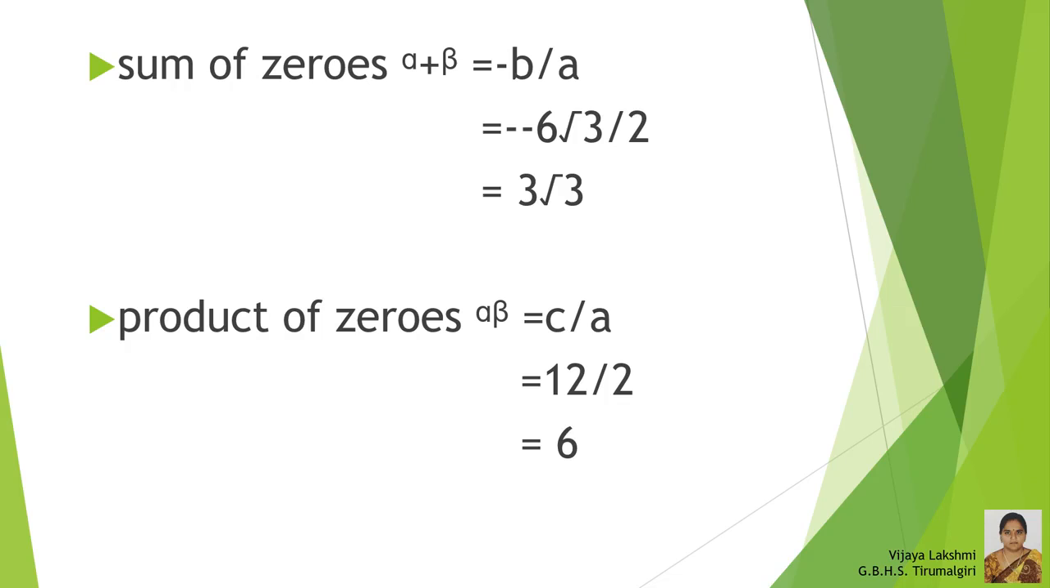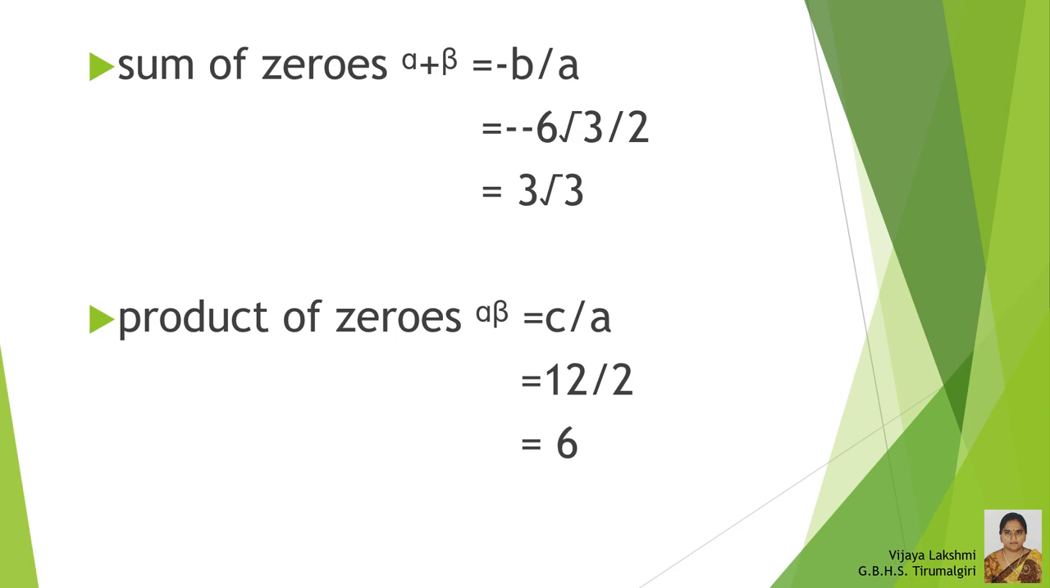So now, sum of the zeros, alpha plus beta, is equal to minus b by a. Just substituting the b value and a value: minus 6 root 3. One minus is from the formula and the other minus is for b by 2. So the 2 threes get cancelled. Minus into minus we get plus, so 3 root 3. So the sum of the zeros is 3 root 3. Without knowing the zeros, we can directly say what the sum of the zeros is.